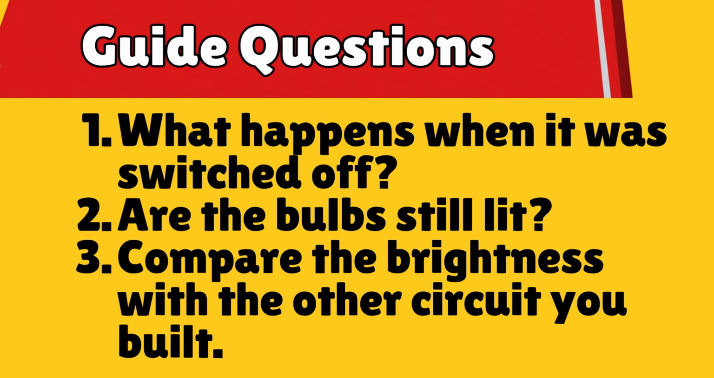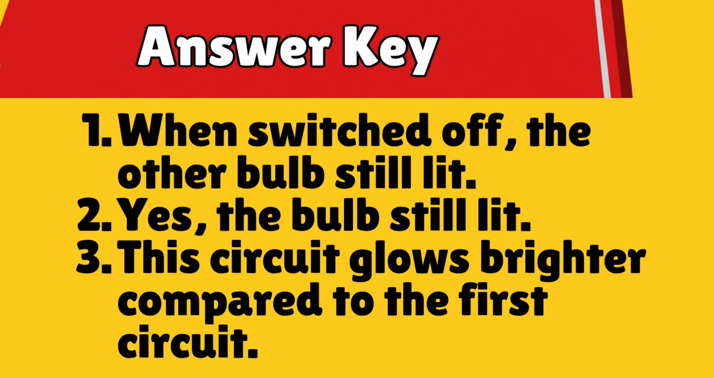Okay, for guide questions, what happens when it was switched off? Number 2, are the bulbs still lit? Number 3, compare the brightness with the other circuit you built. And for the answer key, number 1, when switched off, the other bulbs still lit. That is because the electrons have another path that they can travel to. Next, the answer is yes, the bulbs still lit. Number 3, this circuit glows brighter compared to the first circuit.